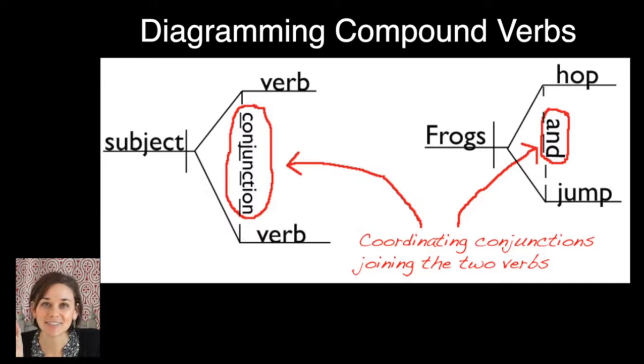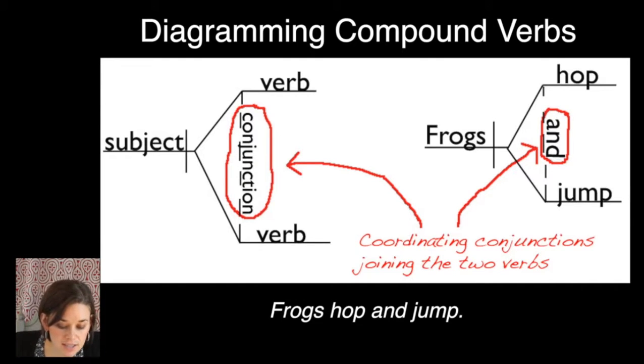In the next example of diagramming compound verbs, our rocket ship kind of changes sides. So here we have the subject on one side, and then our verb line splits off so we can fit both of our verbs. The conjunction goes on a dotted vertical line between the verbs, the things that they're joining. So here's the diagram of frogs hop and jump. In this sentence, the subject, frogs, is doing both of those verbs. Frogs hop, frogs jump. If we write it like this, we don't have to write the subject two times. We can just see that the subject is doing both of those verbs.